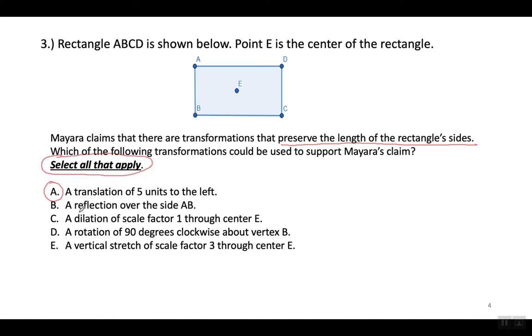Letter B, a reflection over the side AB. If I reflect it over the side AB, it'll be like this, but the rectangle will be over here, but it's going to be the same size. The sides are the same, so that's also going to be correct.